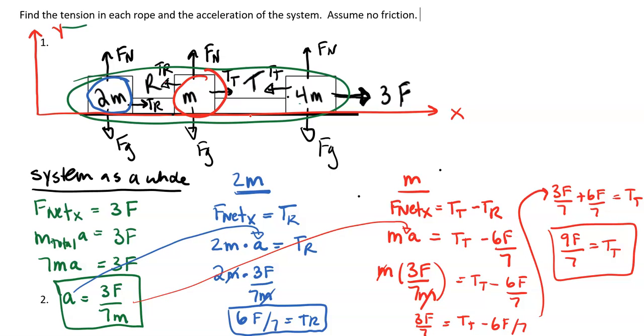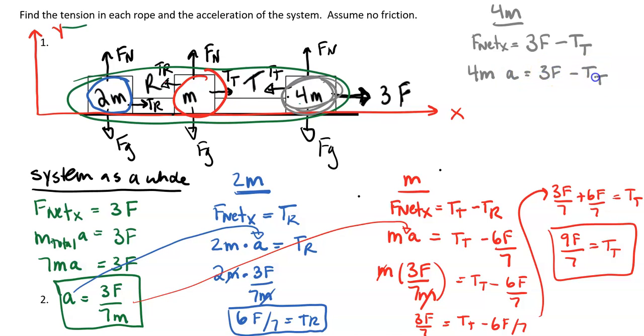Just for fun, and you're welcome to pause the video and say, I've had enough. Let's go ahead and look at the last block, 4M. So let's say we didn't already know what TT was. I'm just going to go ahead and look at 4M and see if we can prove that it is also 9F over 7. Cool. So F net X is going to be the force of the things touching this in the X direction again. We have 3F pulling to the right, TT pulling to the left. So F net is the total mass of that thing we circled. So 4MA equals 3F minus TT.